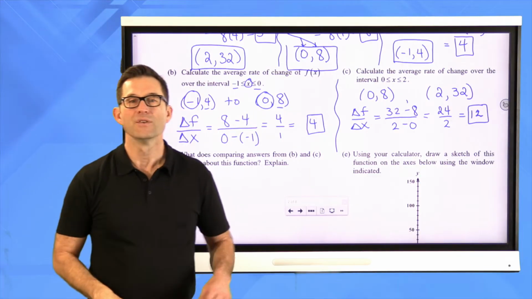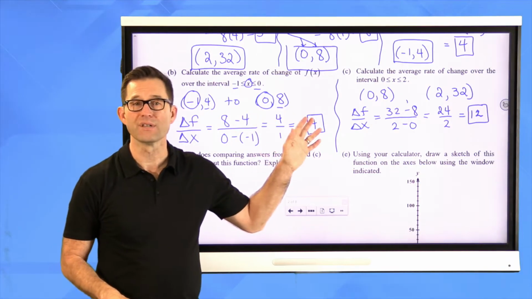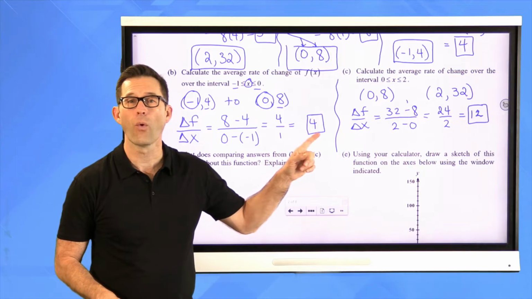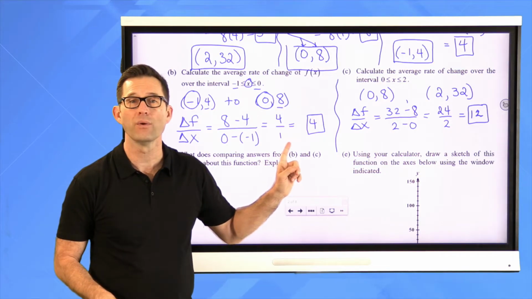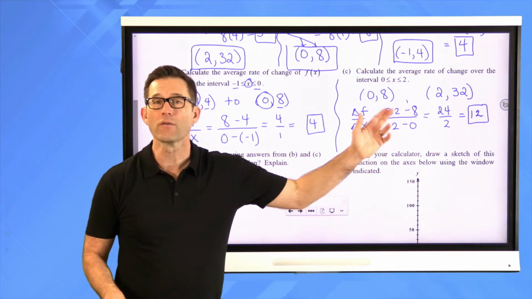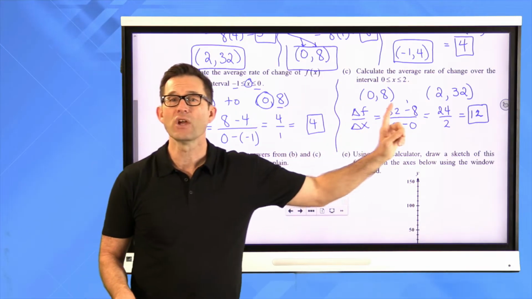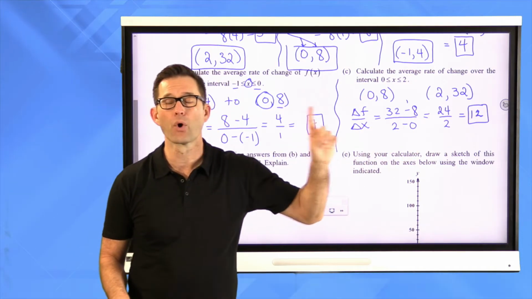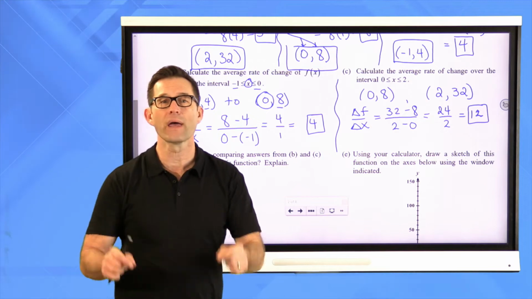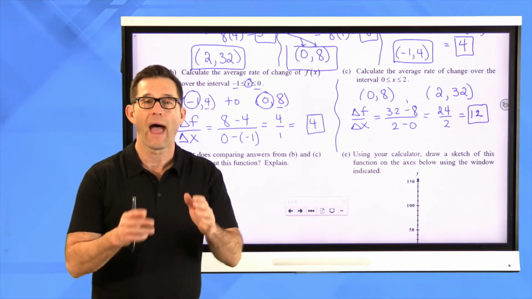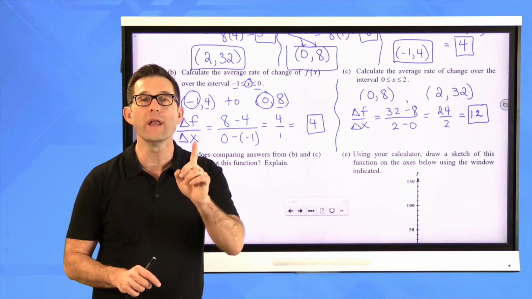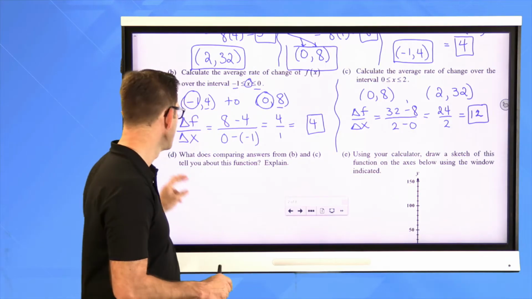All right. So over the interval -1 to 0, this function is changing at a rate of 4 units of increase in y per 1 unit of increase in x. Over the interval 0 to 2, on the other hand, it's changing at 12 units of y per 1 unit of x. Never forget what the average rate of change is telling you. How much does y change per 1 unit of change in x?